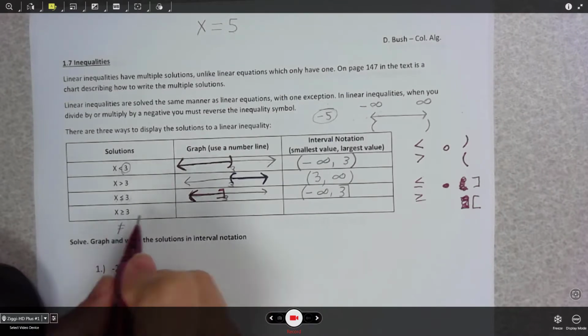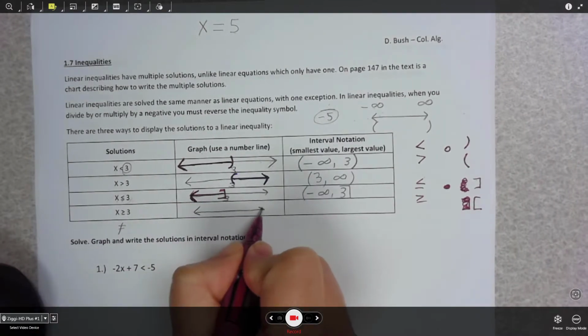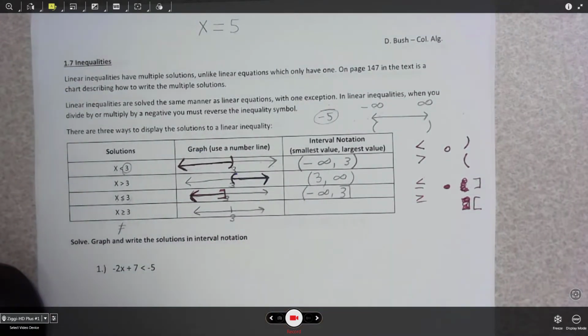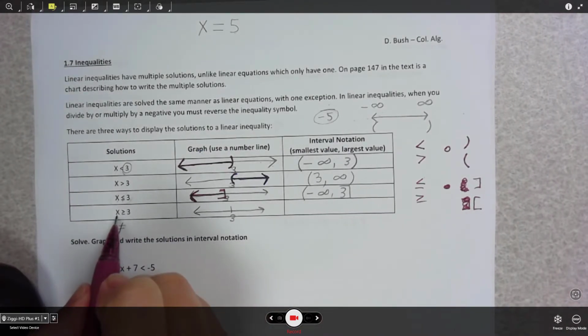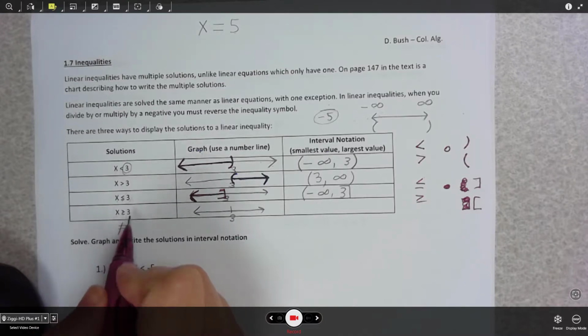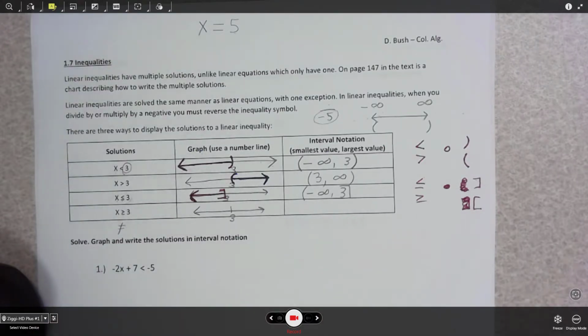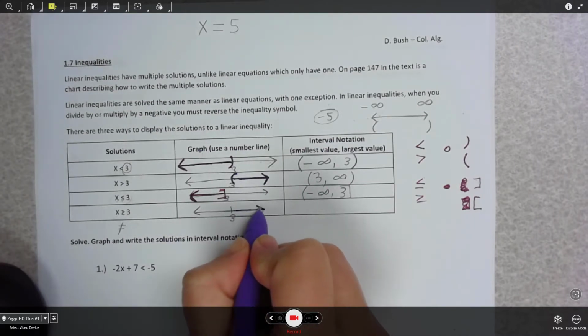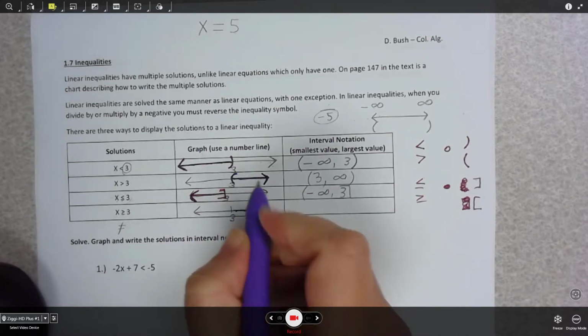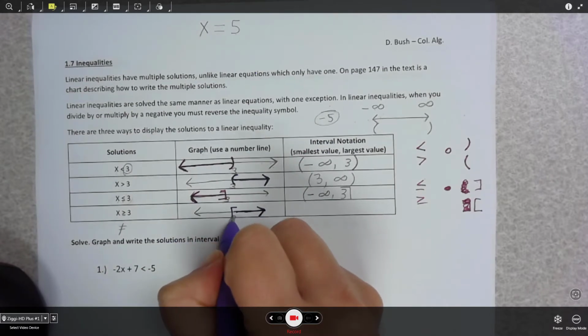For x is greater than or equal to 3, I'm going to draw me a number line, mark my 3 somewhere on there. You don't need to do any other labeling. And I'm looking for all the values that are 3 or greater. So if I plug in 3, 3 equals 3. And if I plug in 4, 4 is greater than 3. So all of those values work. So I'm looking for everything bigger than 3. I'm going to shade to the right. That's where numbers get larger. And then because of the equal to part, I'm going to put a bracket.